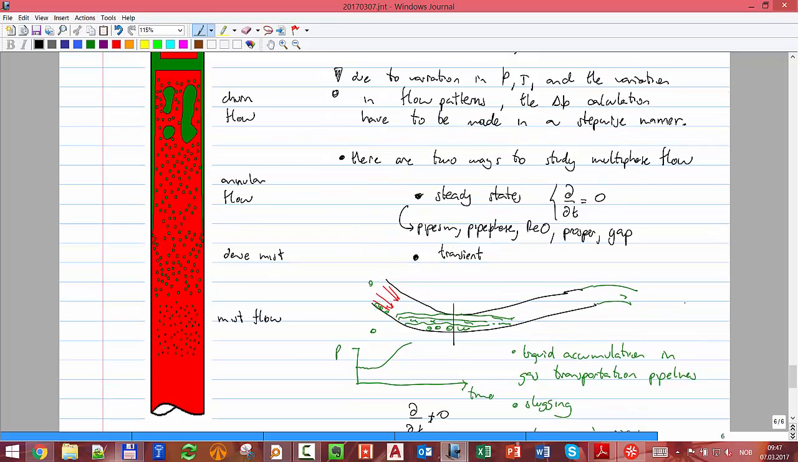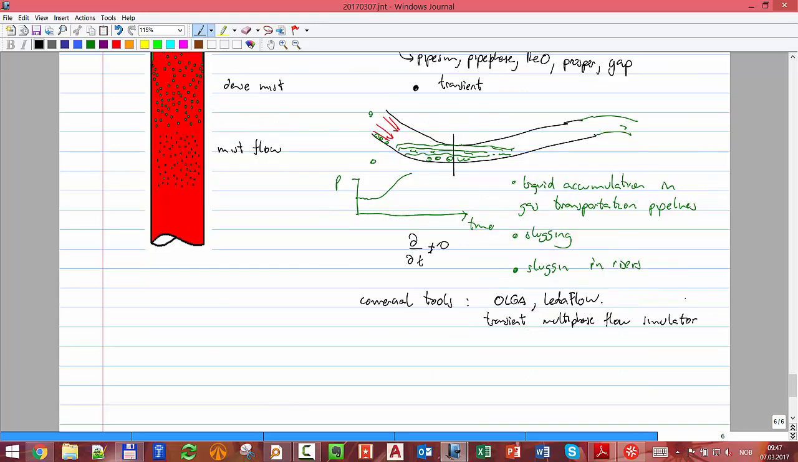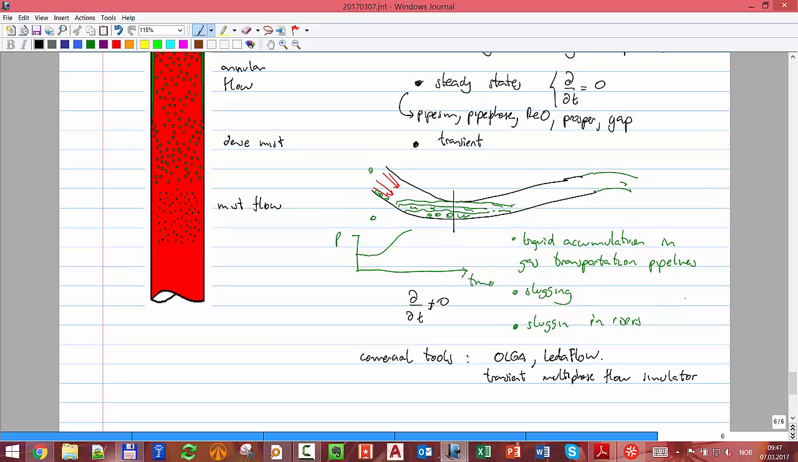And some people say that steady state really doesn't exist in multiphase. You always have transient, but it's an approximation, works okay so far, and it simplifies very much the equations and the way that you handle the results.